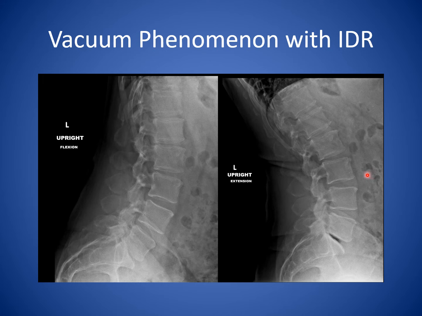There is something called a vacuum phenomenon. If you look at the disc here at L5-S1, this is flexion, and here's extension, and you see now a black, thick line in the disc space. That's because there's nothing left of the disc. There's no fluid, and when you extend, you create a vacuum, and you draw in nitrogen and carbon dioxide gas, and you get this black line. That's an indication of a very degenerative disc.